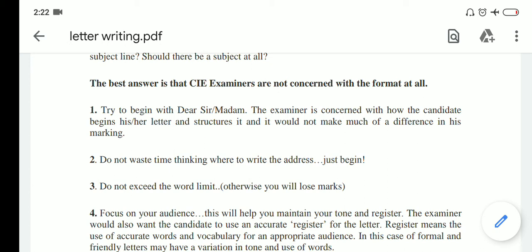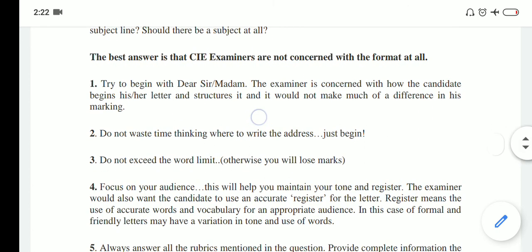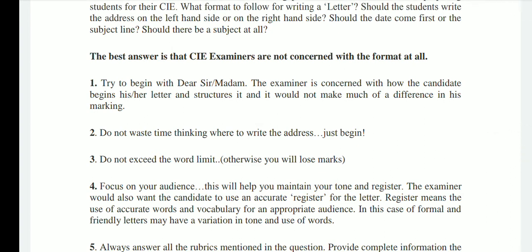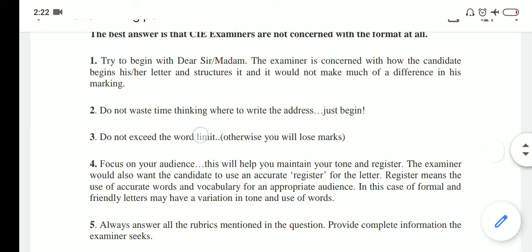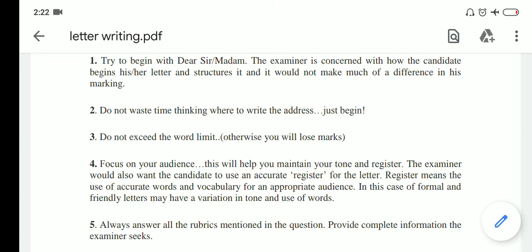Secondly, the examiner is concerned with how the candidate begins the letter and structures it, and it would not make much of a difference in his marking. Do not waste time thinking where to write the address. Just begin. As I told you, the format of the letter is not important. You just begin your letter. Do not exceed the word limit. The word limit is 200 to 300 words in letter writing and directed writing. Make sure that you fall in between this limit and do not exceed it.